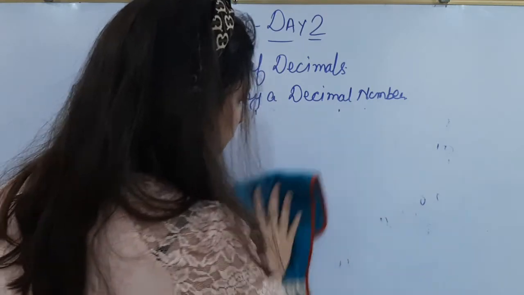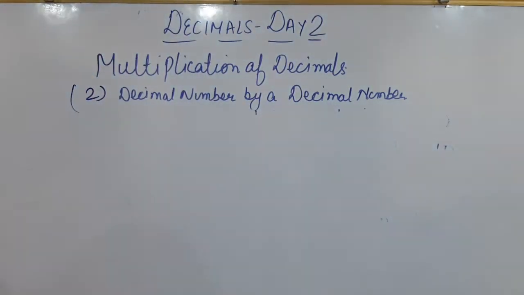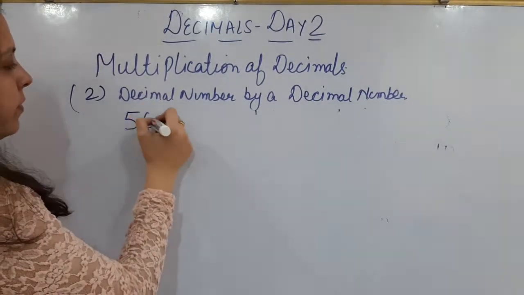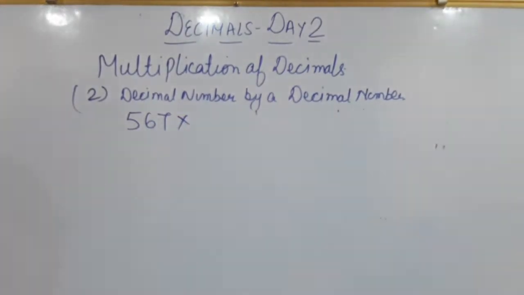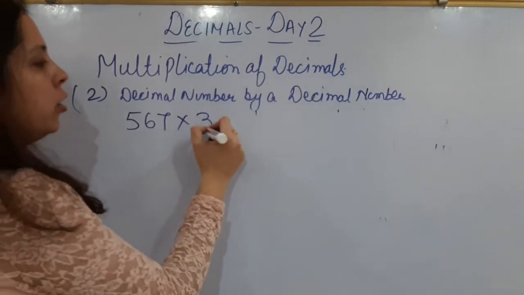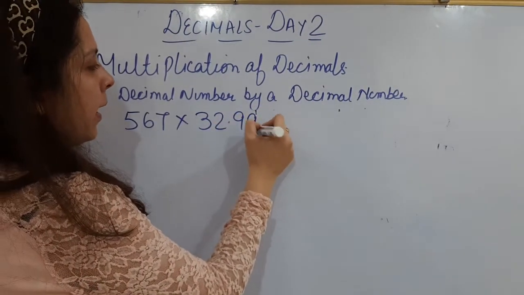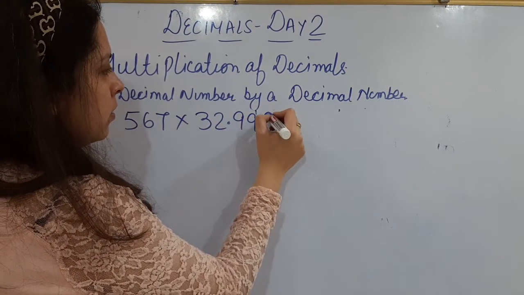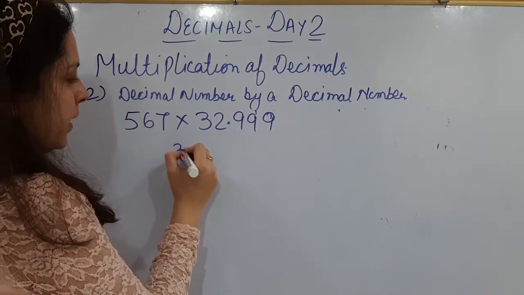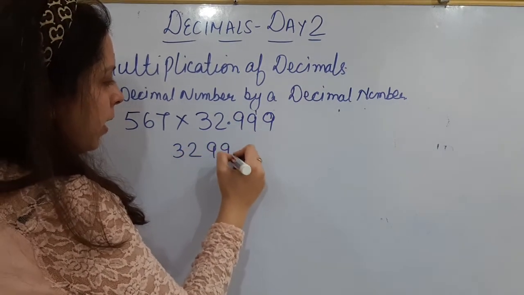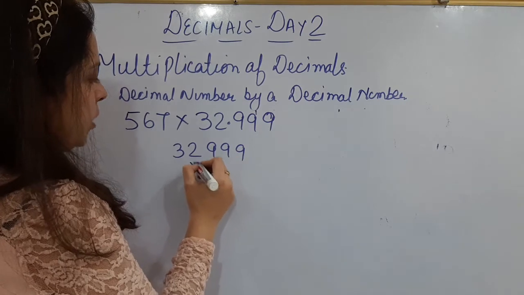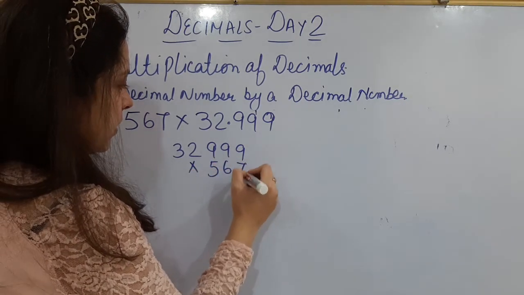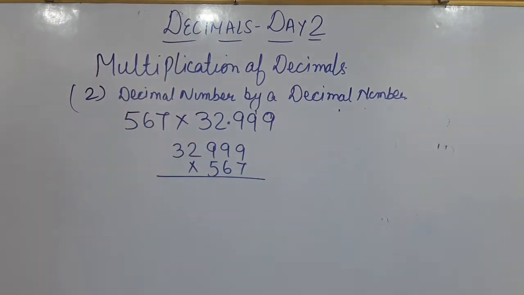Let's consider the last question. The last question is 567, and you have to multiply it by 32.999. So 32,999 multiplied by 567.